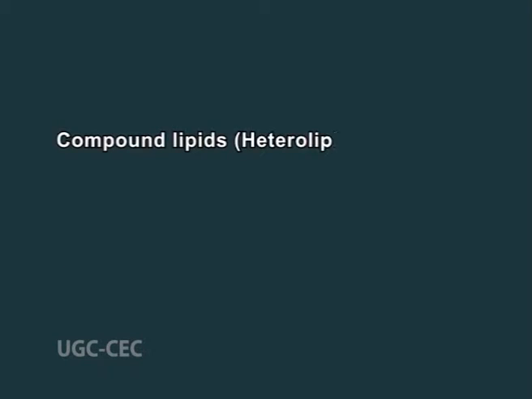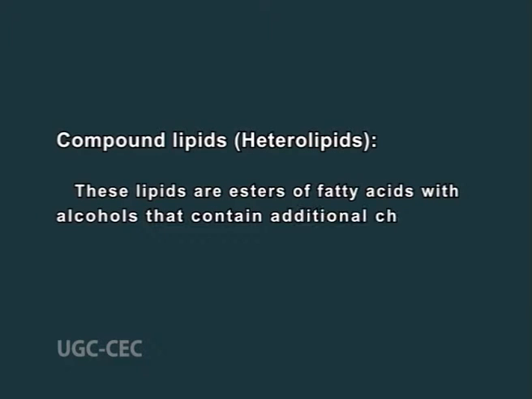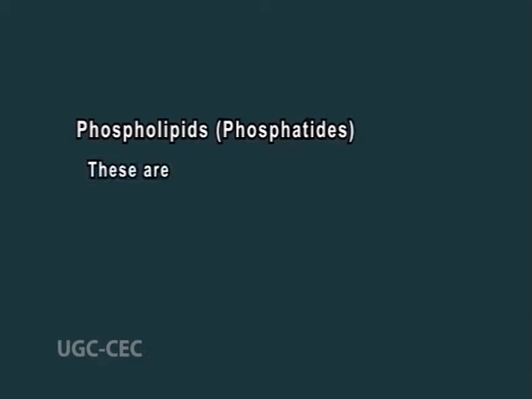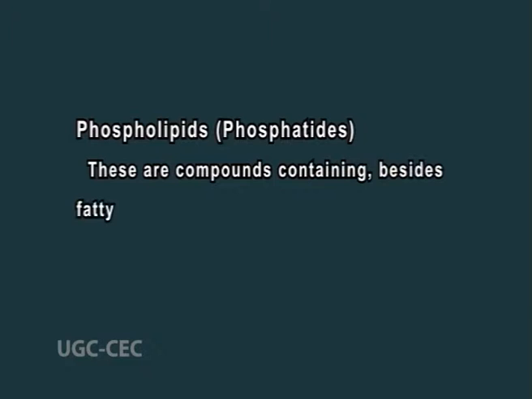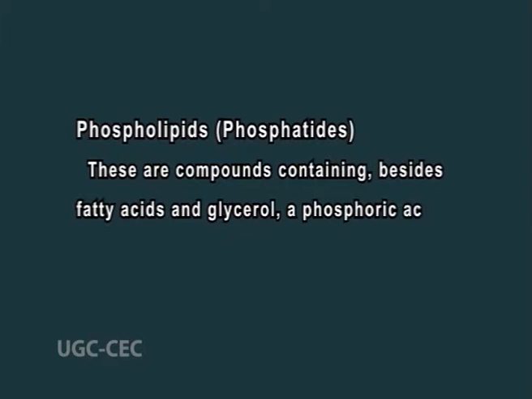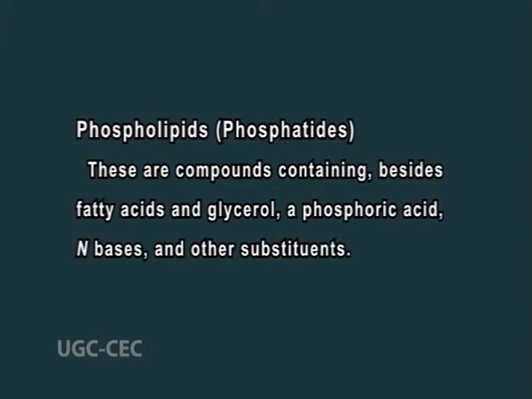Now, let us discuss compound lipids. These are also known as heterolipids. These lipids are esters of fatty acids with alcohols that contain additional chemical groups. Phospholipids, also known as phosphatides, are compounds containing, besides fatty acids and glycerol, a phosphoric acid, nitrogen bases, and other substituents.